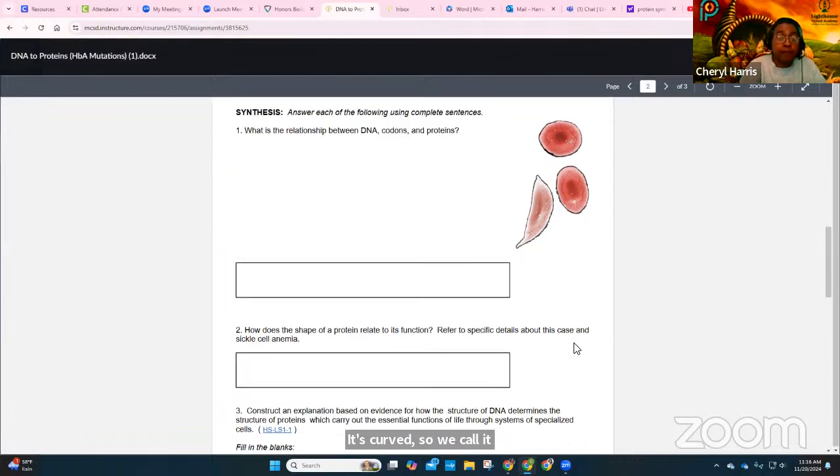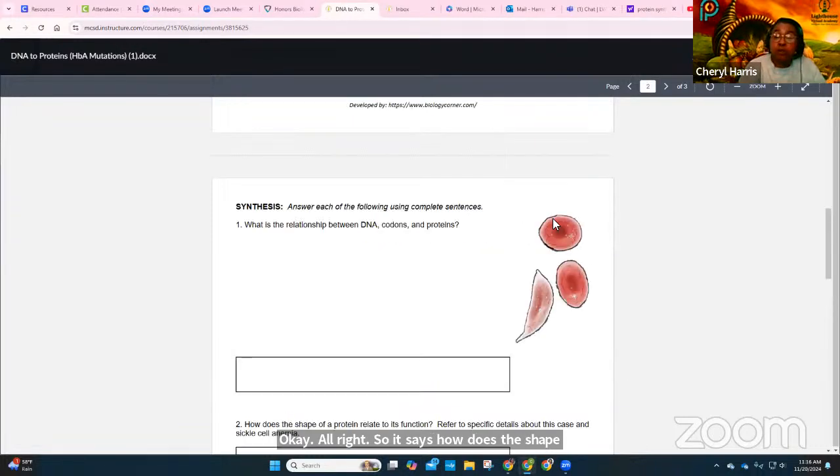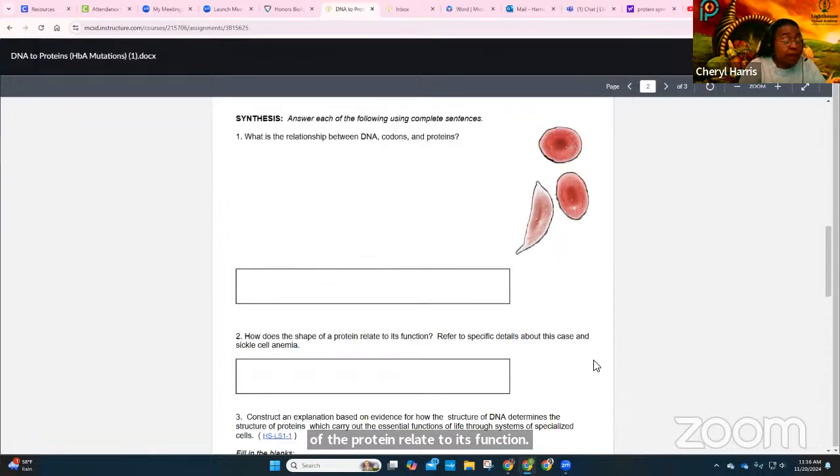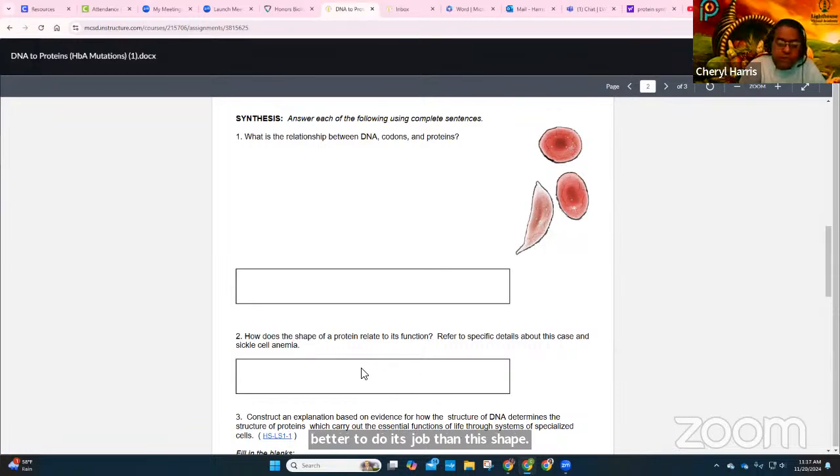So it says, how does the shape of the protein relate to its function? So then you need to go back and know what is the function of the red blood cell and how does that shape make it better to do its job than the sickle shape. So that's what this question is asking you. First, you got to know what is the function. So you might have to look that up.